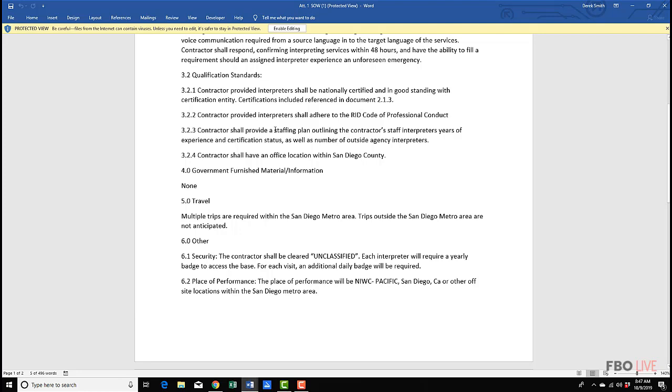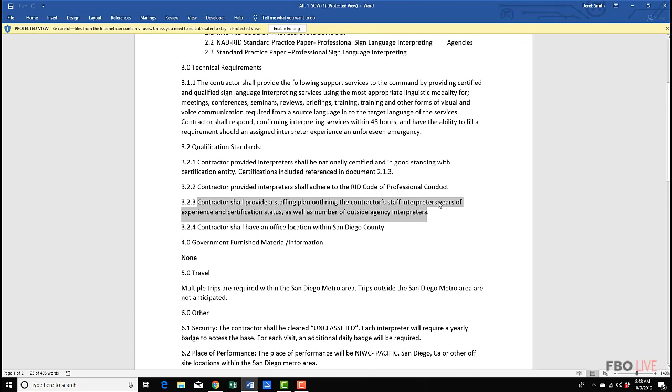Let's see what else. Contractor provided interpreters shall adhere to the Red Code of Conduct. Got it. Contractor shall provide a staffing plan outlining the contractor's staff interpreters' years of experience and certification status, as well as number of outside agency interpreters. Okay, that's interesting. This was not in the "contractor shall have" section, let me just finish this. Contractor shall have an office location within San Diego. We know that. But this whole thing about a staffing plan outlining contractors' interpreter years of experience.